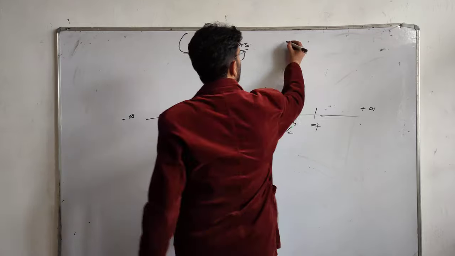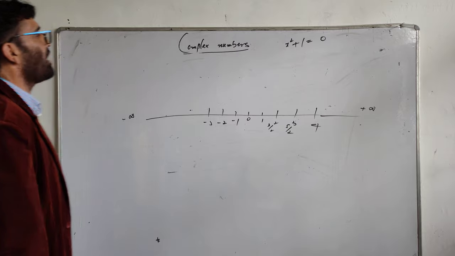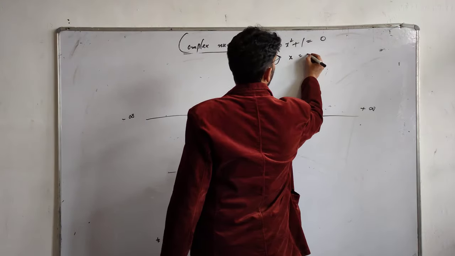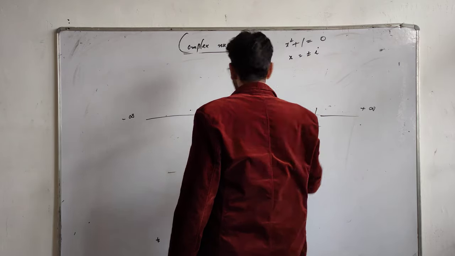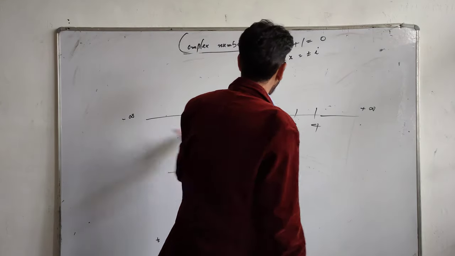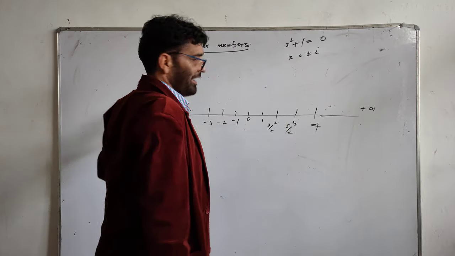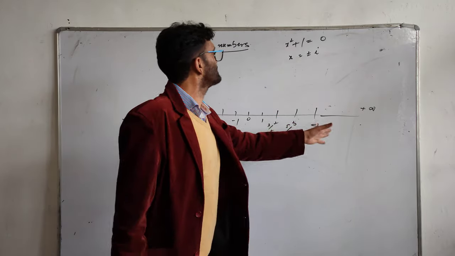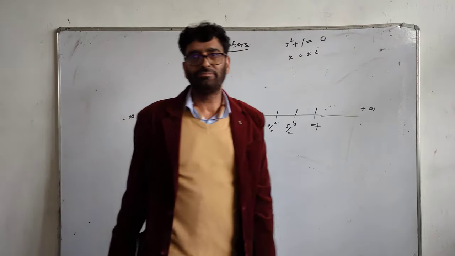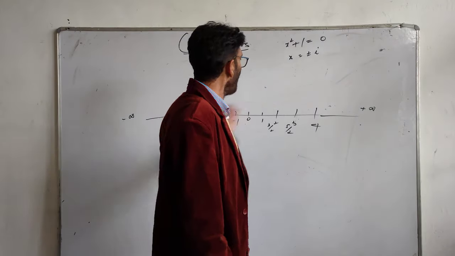in the context of this, take once again x square plus 1 is equal to 0. In the context of the fundamental theorem of algebra, here x is equal to plus minus iota. But this should have been here somewhere on the real line. But every place is occupied by real numbers. So the question naturally arises, where does this lie then? That means it lies somewhere else, not here.